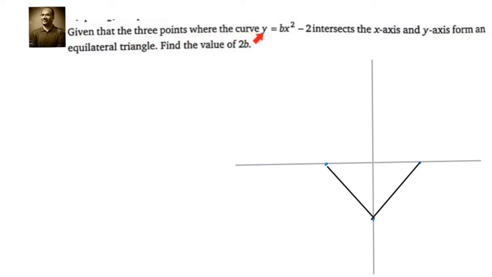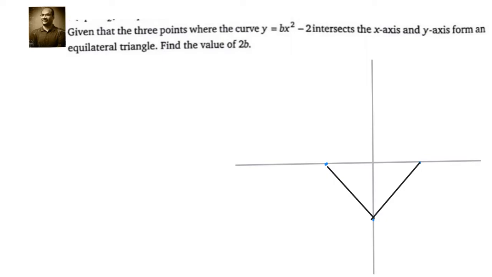Given that the 3 points where the curve y equals bx square minus 2 intersects the x-axis and y-axis form an equilateral triangle, find the value of 2b. Now we have been given a curve and were told that this curve cuts the x-axis and y-axis at different points. These 3 points together form an equilateral triangle. The curve we have been given is y equals bx square minus 2.